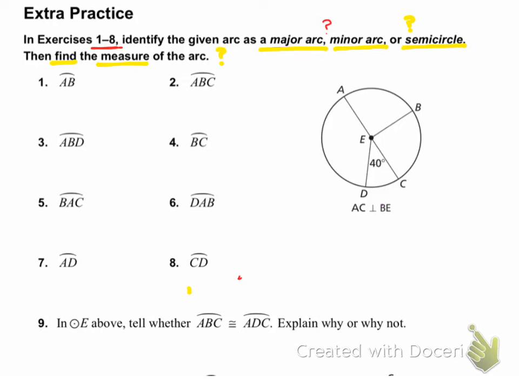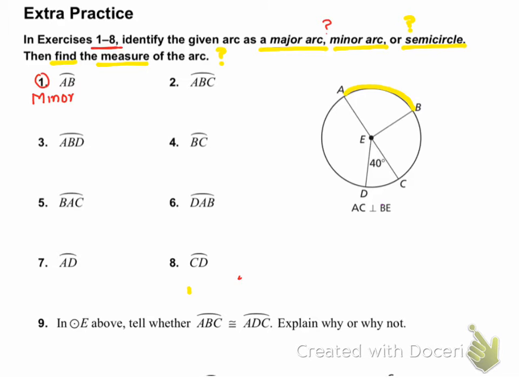So our very first problem, problem number 1, here we first need to decide about arc AB. So let me show you. This is arc AB, and we have to decide if it's a major or minor arc. When we look at it, it's a minor arc. So our answer is it's a minor arc, and then we need to find out what the measurement is.